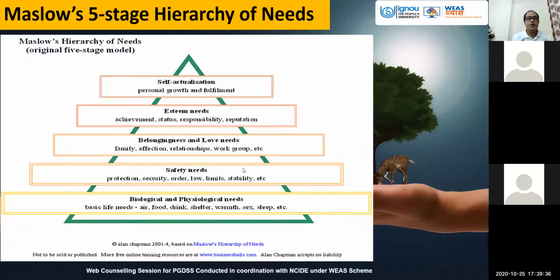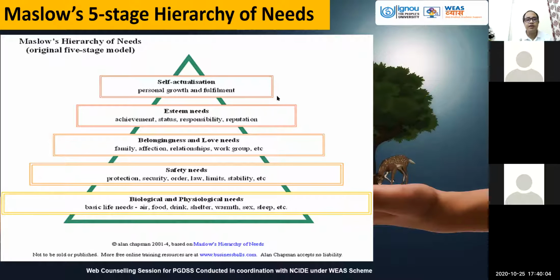Then when you have safety needs, the next hierarchy which we need is family, affection, and the relationship between individuals, then next is esteem needs, then achievement.